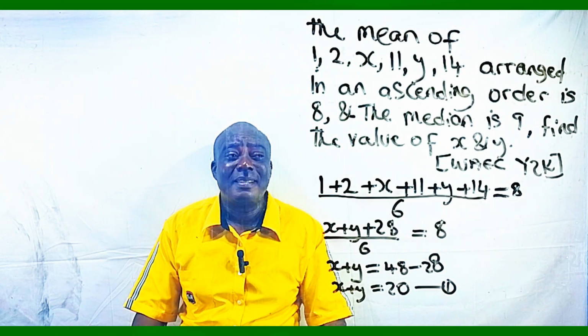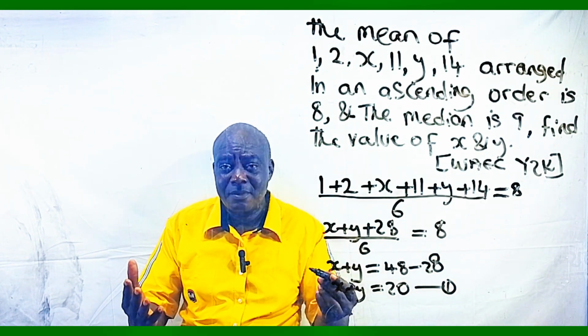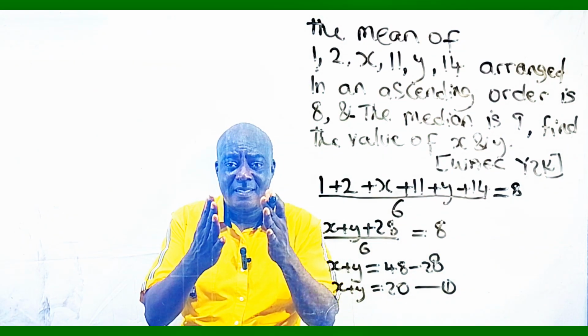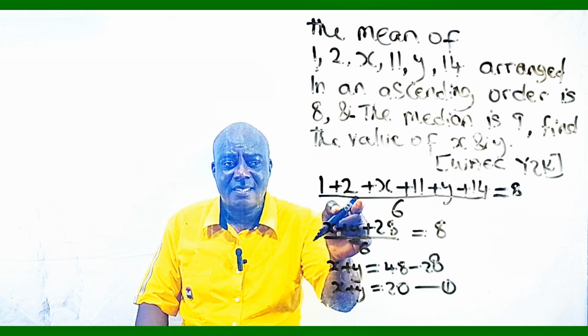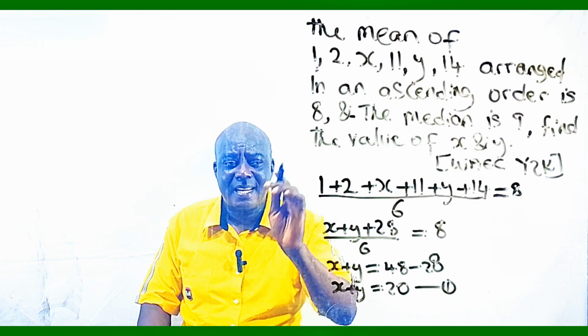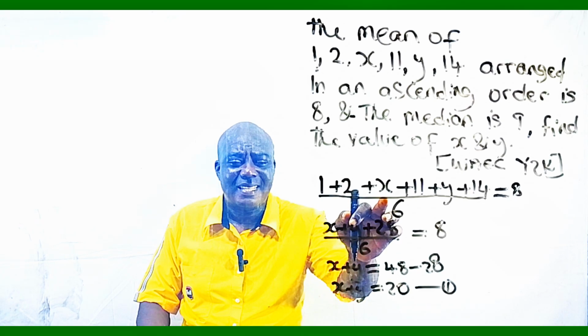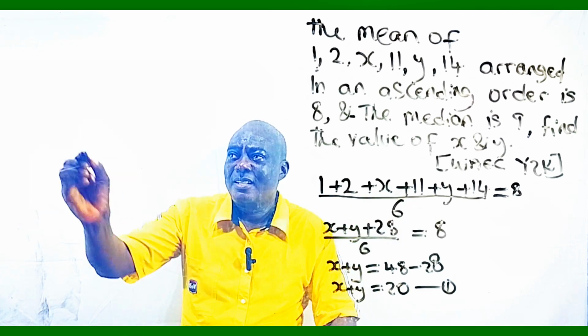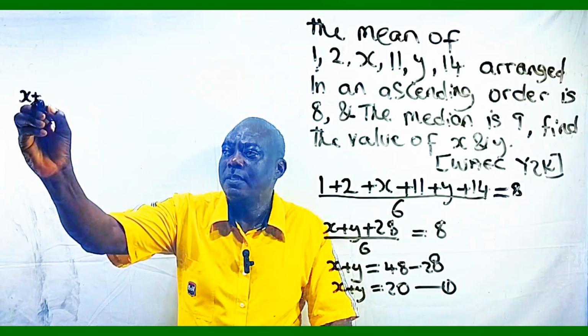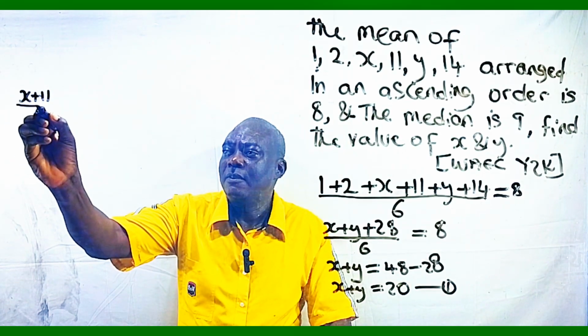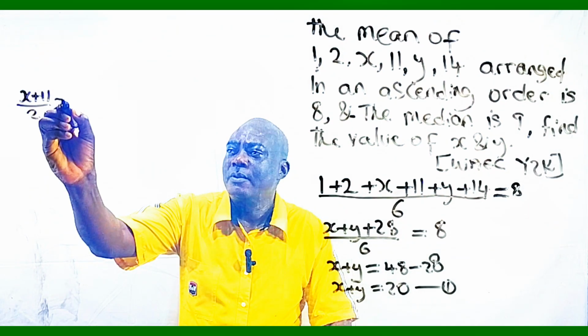They say that the median is 9. The median means the number at the center. If you arrange, the center is the median, and there are 6 observations, so we now pick the 2 and get the average. So x and 11 are the ones at the center. That means x plus 11 all over 2 will be equal to 9.